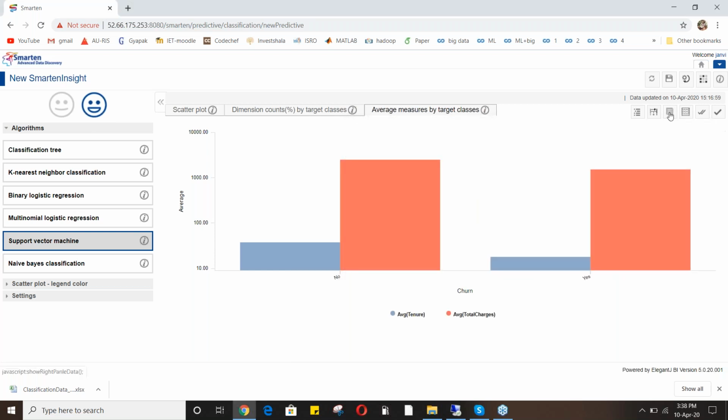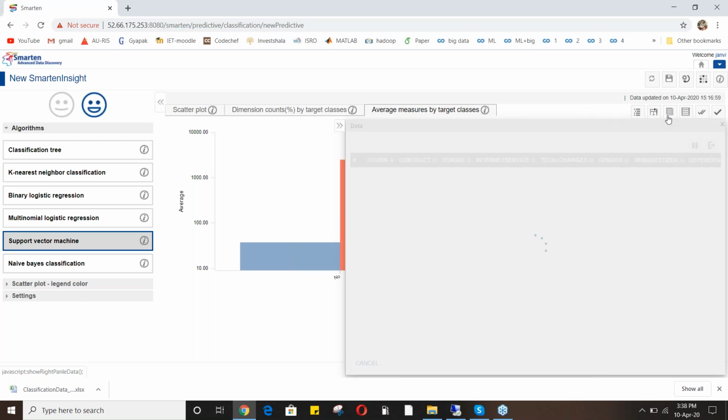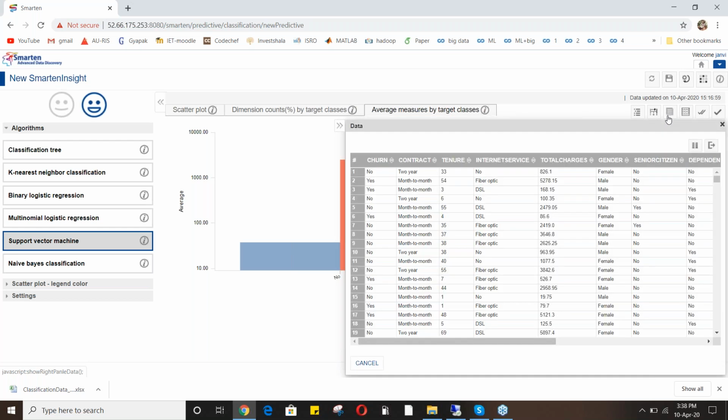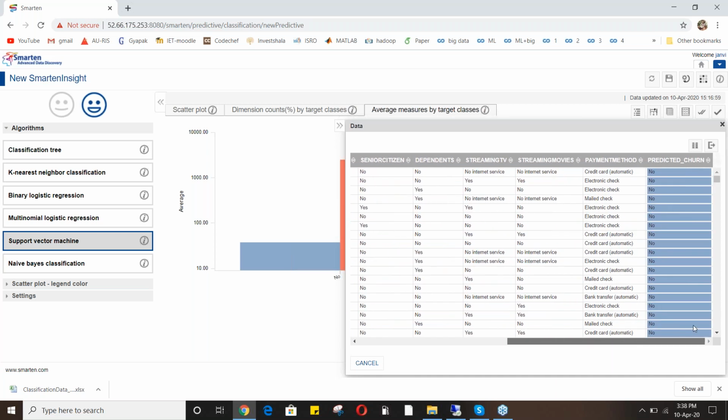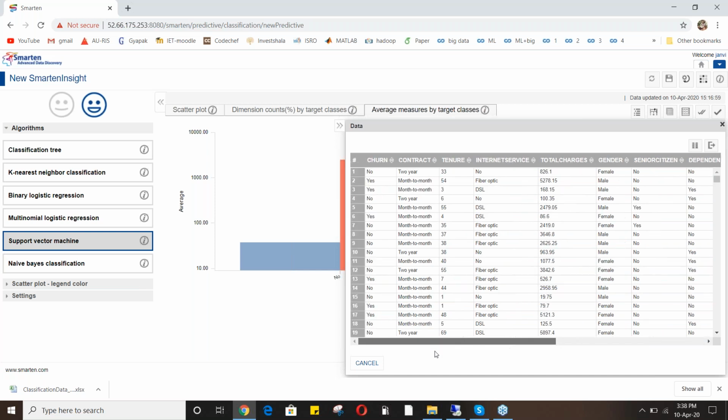We have another feature called data, in which the data which we have fed to our model has performed the predictive churn again. So here is the predicted churn column and the actual churn column. So we can also match them.